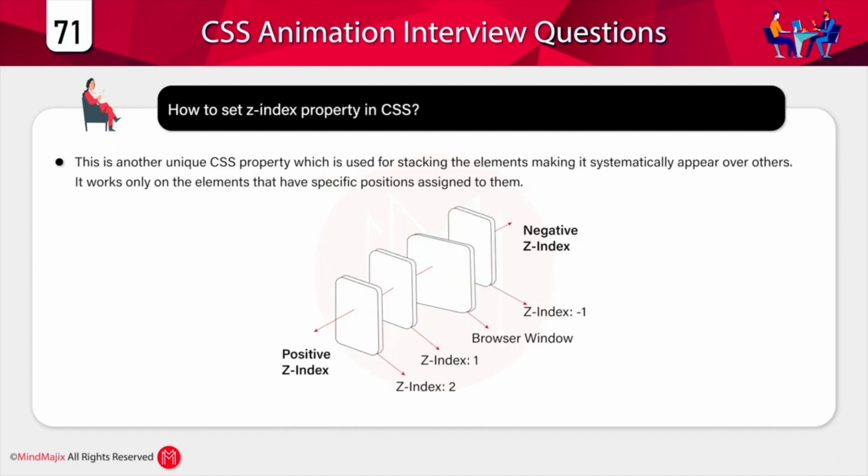How to set the Z-index property in CSS? This is another unique CSS property, which is used for stacking the elements, making them systematically appear over others. By using it we can stack the elements. It works only on the elements that have specific positions assigned to them.